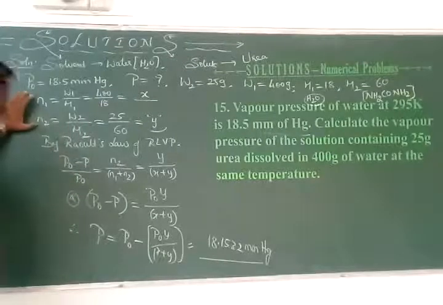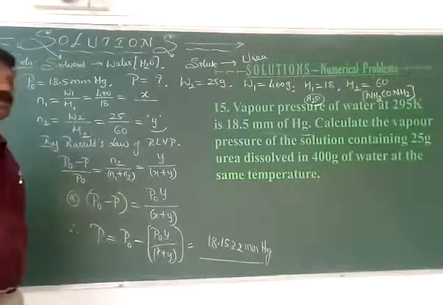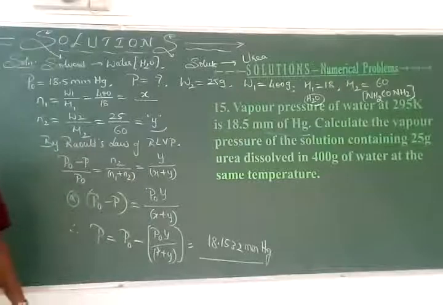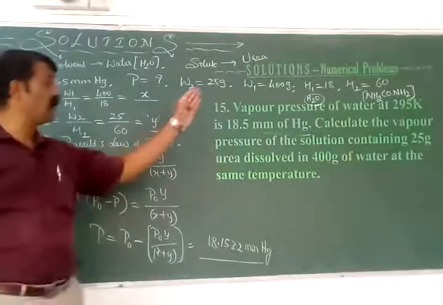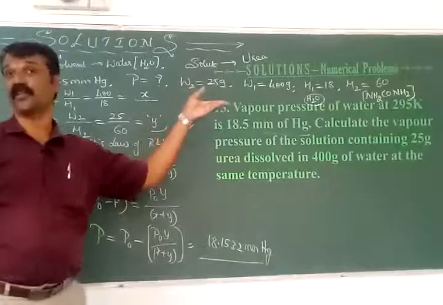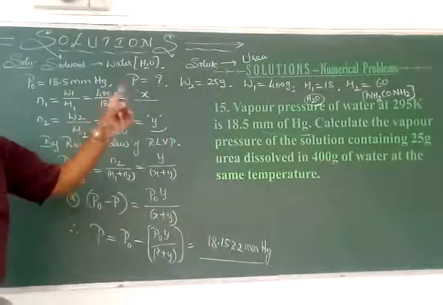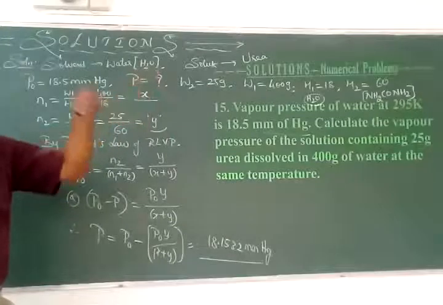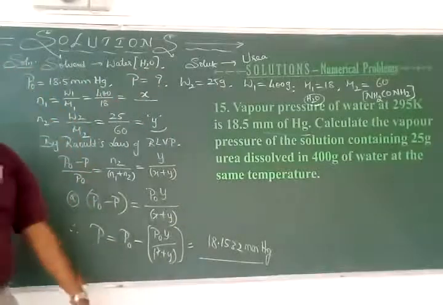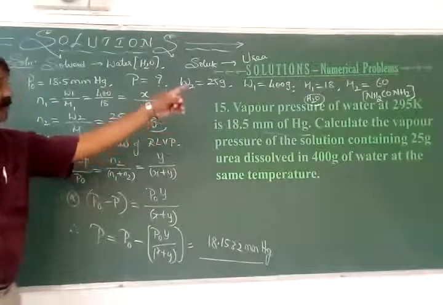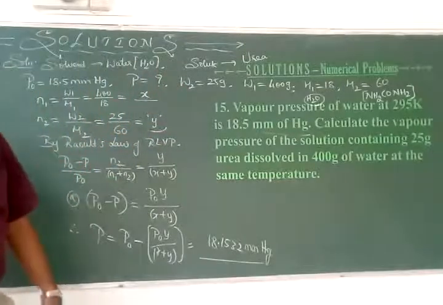Based on that I calculate the number of moles. How to calculate number of moles? It is the mass of the substance divided by the respective molecular mass. What is the respective molecular mass with respect to water? Water is going to be 18, and the molecular mass of urea, having a formula NH2CONH2, if I simplify that by adding the atomic masses, is going to be 60.